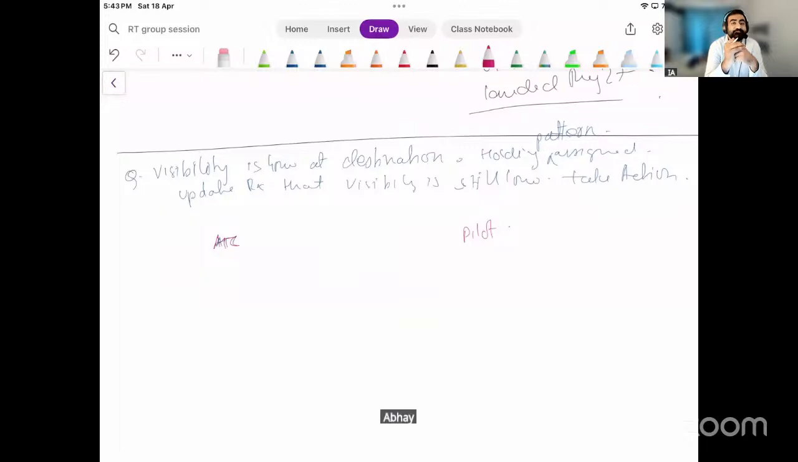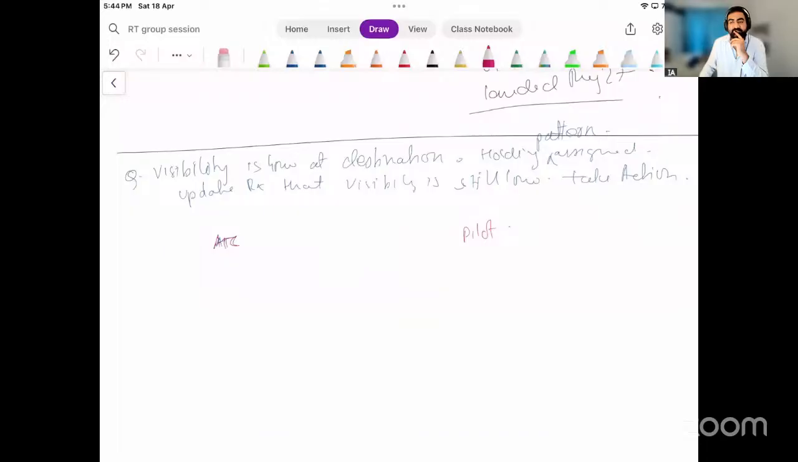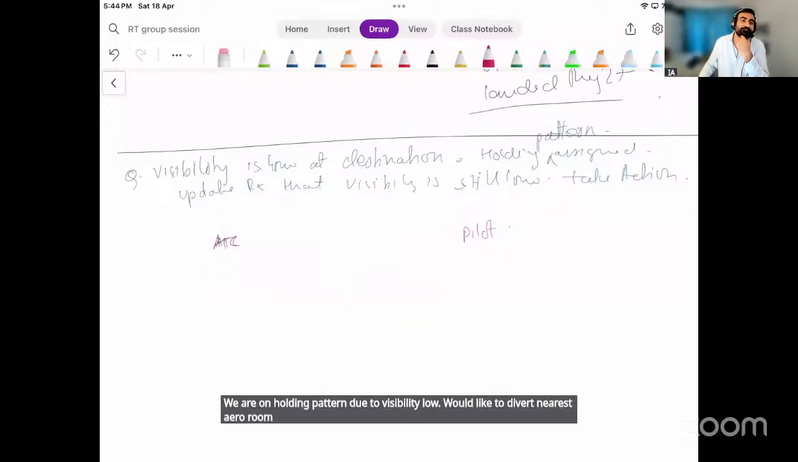Abhay, what happened? You were speaking, speak. Delhi Tower, sorry, correction. Delhi Control, Victor Tango Alpha Bravo Hotel. We are on holding pattern. Due to visibility low, we would like to divert nearest aerodrome. Okay, interesting. Can you say again? Speak fast. Delhi Control, Victor Tango Alpha Bravo Hotel. We are holding pattern. Due to visibility low, would like to divert nearest aerodrome. Okay. Who's going next?